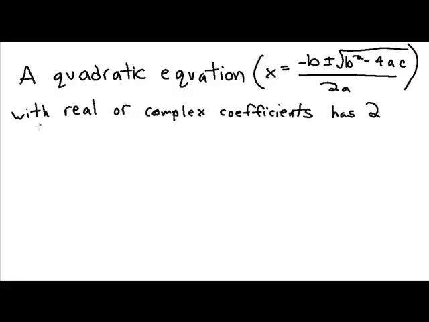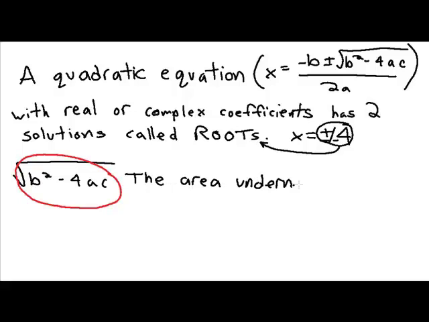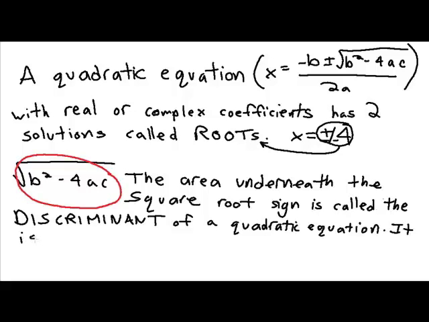A quadratic equation with real or complex coefficients has two solutions called roots. The area underneath the square root is called the discriminant of a quadratic equation. It is often represented by the uppercase Greek delta symbol.